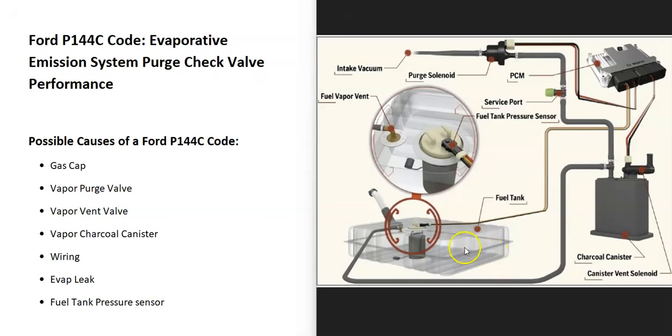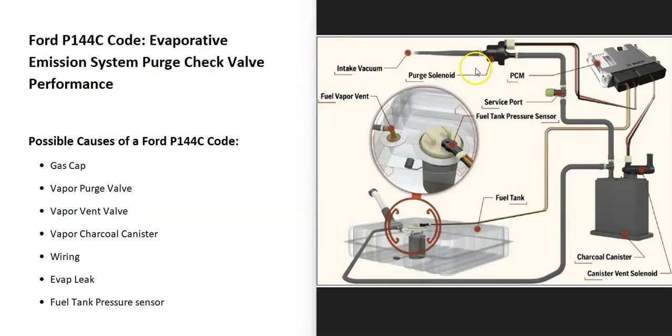But the basics of what's going on is that the gas vapors are going to leave the gas tank. They're going to go up through a hose. They're going to go to what's called a vapor charcoal canister, and this basically holds the gas vapors when the engine's not running. And right around the charcoal canister, there's going to be what's called a vent valve, and the onboard computer uses that to do tests on the system and make sure everything's working correctly.